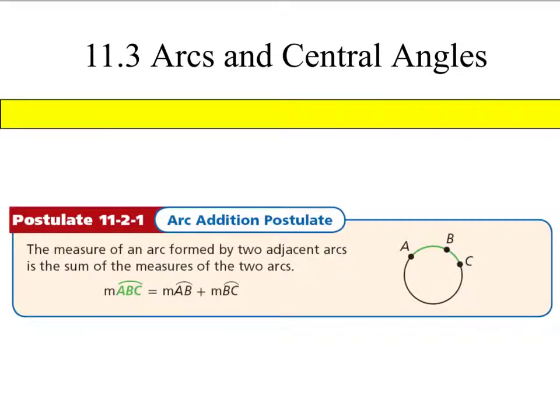All right. So the measure of an arc, again, there's a little bit of writing here today. The measure of an arc formed by two adjacent arcs is the sum of the measures of the two arcs. Just like our angle addition postulate and segment addition postulate, we have the arc addition postulate. If I have arc AB and arc BC, that is going to equal all of arc AC. Just add those two up and they equal ABC.